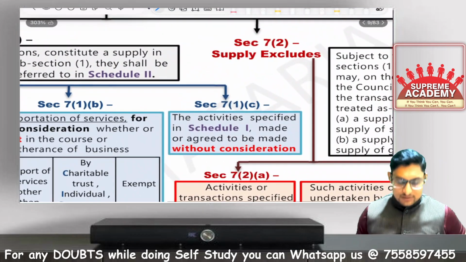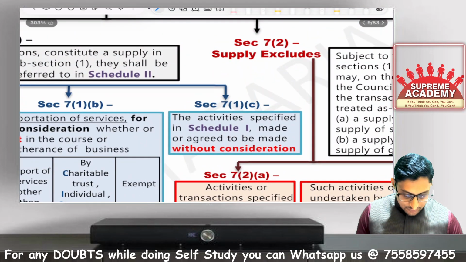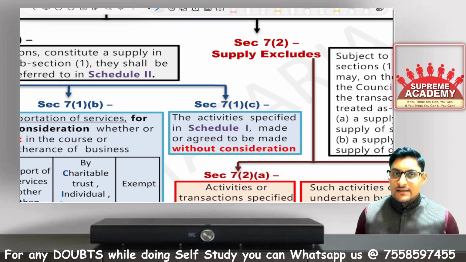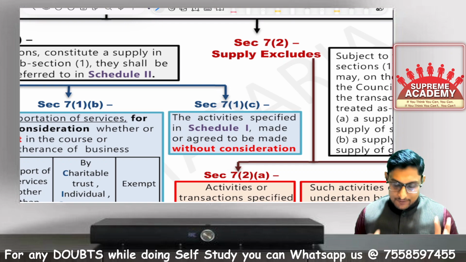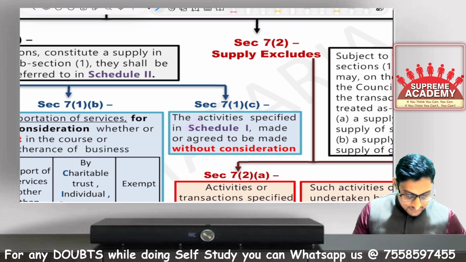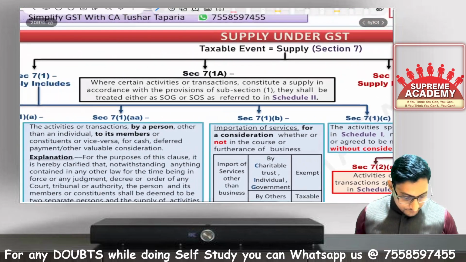Now, going towards 71C. 71C talks about Schedule 1. It tells that if the activities are specified in Schedule 1, then it will be a deemed supply, otherwise it will not be a supply. Schedule 1 we are going to discuss after this chart.